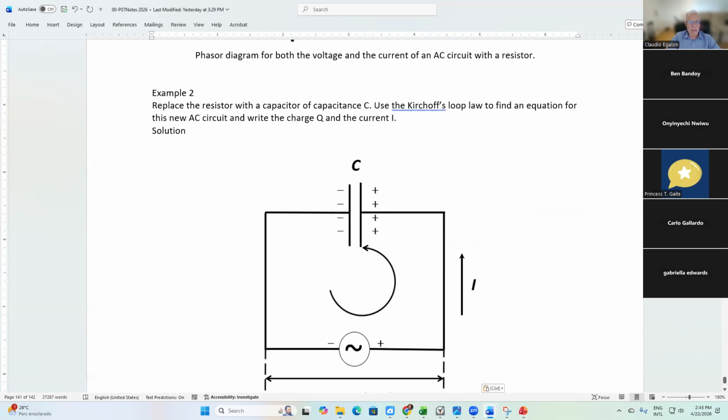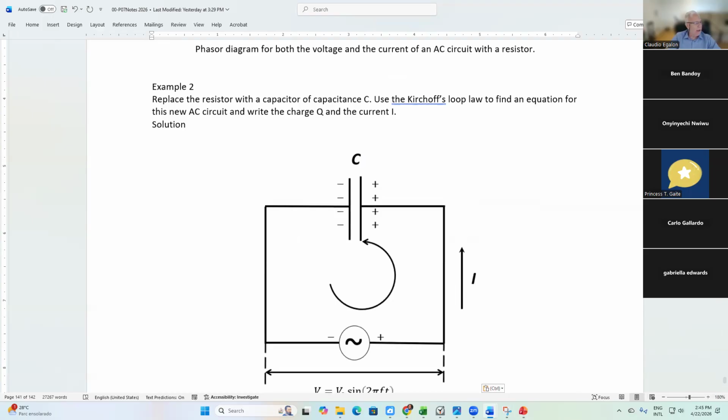Let's apply Kirchhoff loop law. When the generator is in this configuration, we must have positive charges here in the capacitor and negative charges on the other side. I want to do the Kirchhoff loop law for you before we go for our break.